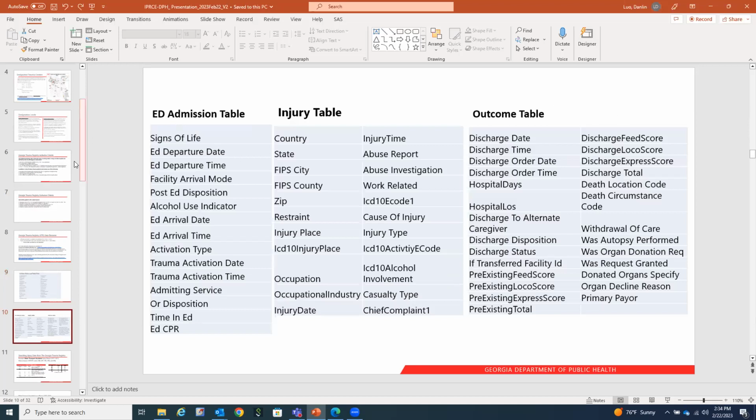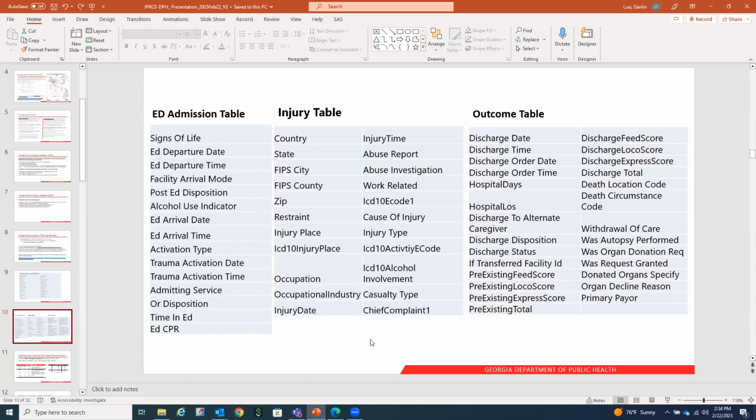Here, I just give the 3 tables, core elements. The left side is the ED admission table. These are the core elements. You can say there are sign of life, ED departure date time, facility arrival mode, post-ED disposition, alcohol use indicator, ED arrive date time, activation type, trauma activation date time. Also, you can say OR disposition time in ED and ED CPR.